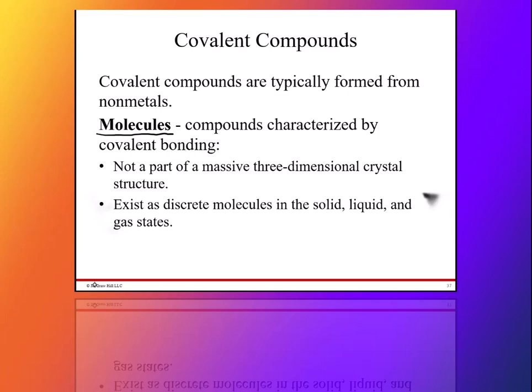They are discrete molecules, and they can be in a solid, liquid, and gas state. So examples of this would be H2, methane, CH4, water, H2O, carbon dioxide, CO2. Those are all covalently bound compounds that exist. All of those actually exist in the gas phase at room temperature, except water. Water is a liquid at room temperature.